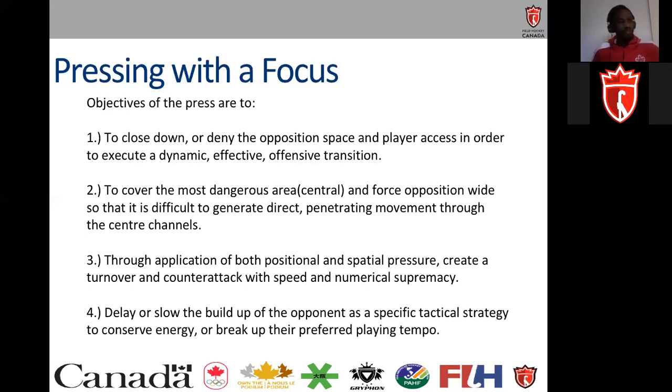Then number four is to delay or slow the build-up of the opponent as a specific tactical strategy to conserve energy or to break up their preferred playing tempo. So this could also mean, do we drop out into a half court, for instance?